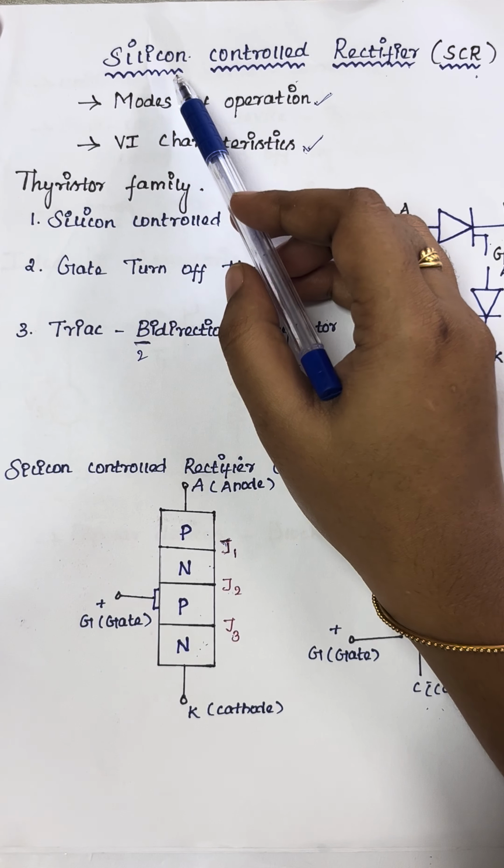Before getting into the topic, we should have an understanding of the thyristor family. These three are included in the thyristor family. The first one is the SCR, that is, the silicon controlled rectifier. Here we have a symbolic representation of an SCR. Here we have three terminals: the anode, the cathode, and the gate. The second one is the gate turn off thyristor, commonly called the GTO. Here is the symbol representation of a GTO.